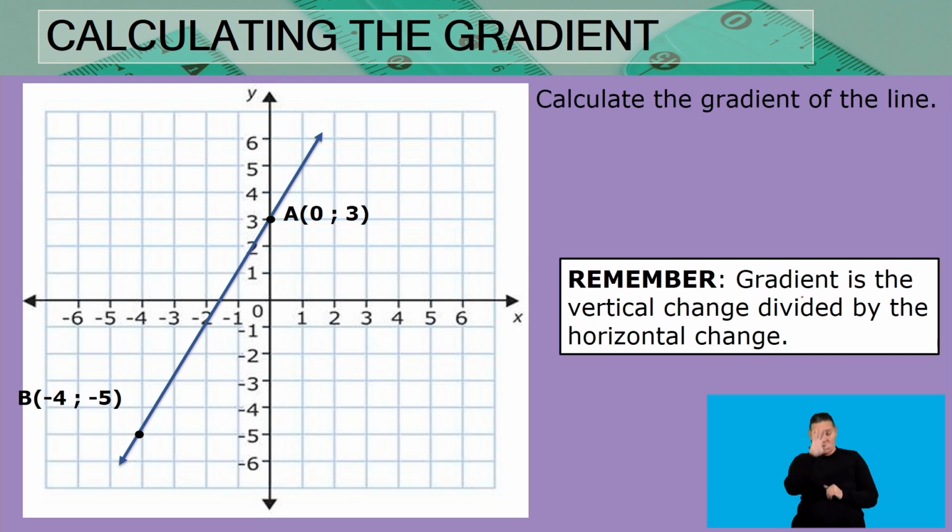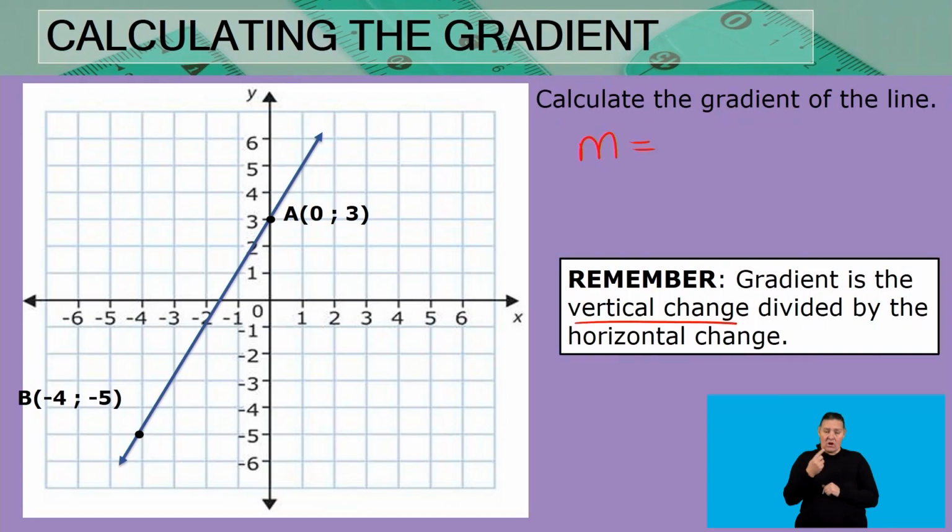Now remember, gradient is the vertical change divided by the horizontal change. So let's write down, remember, we are using m to represent gradient, just like in the standard form y equals mx plus c. We are going to look first at the vertical change. That is the 3 and the -5. So we can start off by saying that's 3 minus a -5.